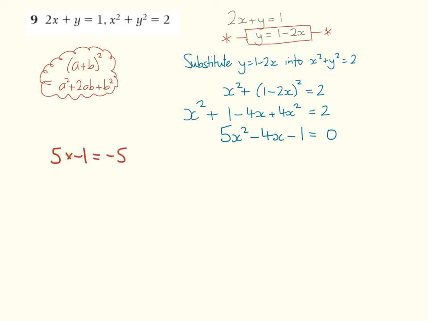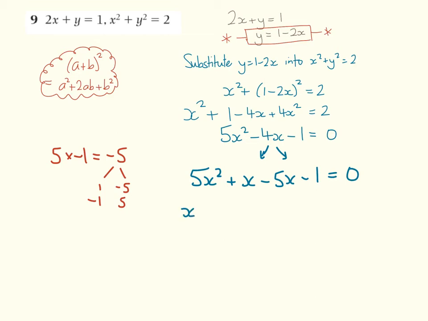So 5 times negative 1 gives me negative 5. Now I'm going to look for my factor pairs that are going to add up to that middle term. So 1 and negative 5 gives me negative 4. Minus 1 and 5 gives me positive 4. So I'm going to split that minus 4x into 1 and minus 5. So I'm going to split my middle term. So I get 5x squared plus x, take away 5x, take away 1 equals 0.